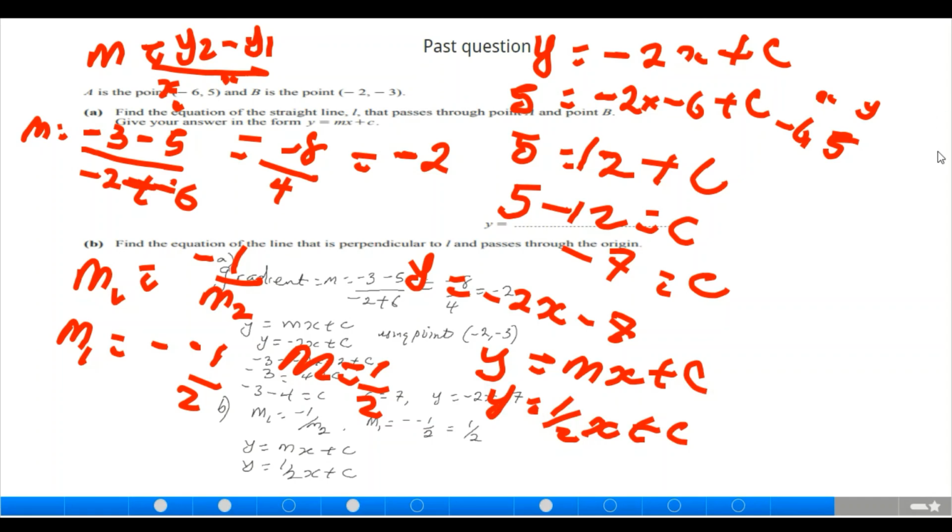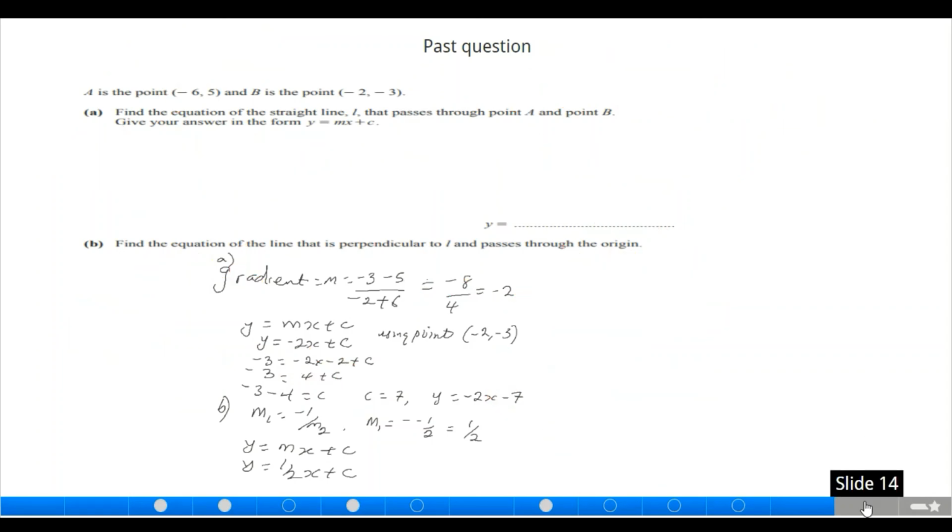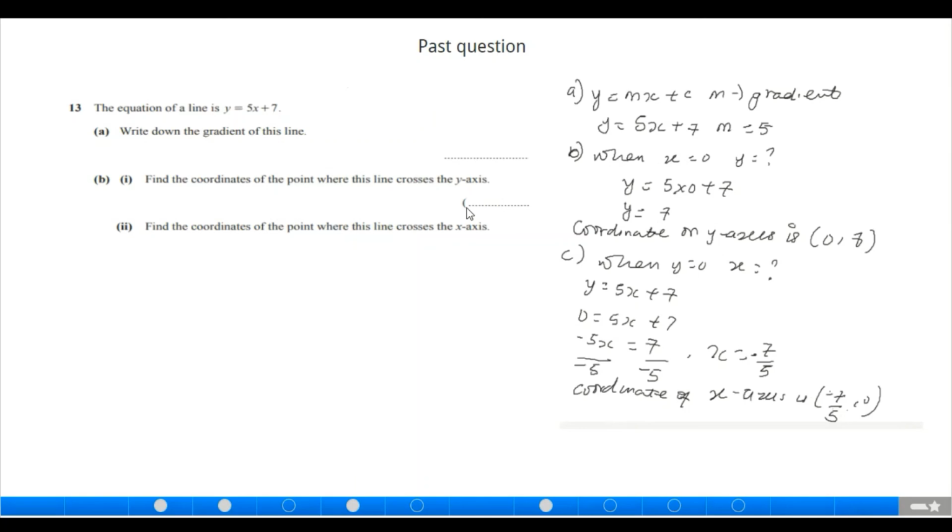Now let's look at the next past question that we have here, and let's solve together. We have this equation, y equals 5x plus 6. We have to write the gradient, which is m, and after that find the coordinate of the point where the line crosses the y-axis and where it crosses the x-axis. Look at this: y equals mx plus c. That's the equation set. So 5 is m, and the gradient is 5.